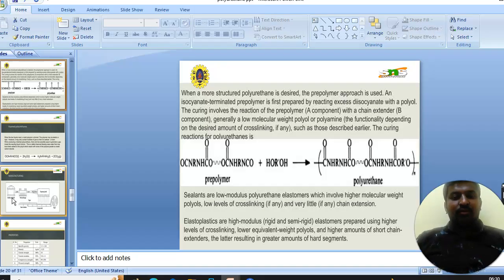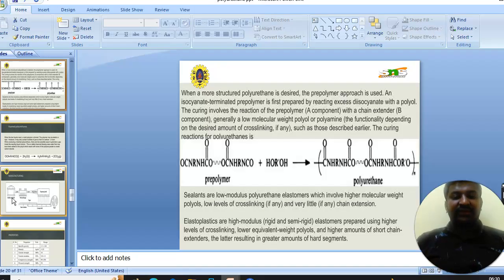Next, when a more structured polyurethane is desired, the pre-polymer approach is used. Isocyanate-terminated pre-polymer is first prepared by reacting excess diisocyanate with the polyol. The curing involves the reaction of the pre-polymer with the chain extender, generally a lower molecular weight polyamine, and the desired amount of cross-linker, as described earlier.